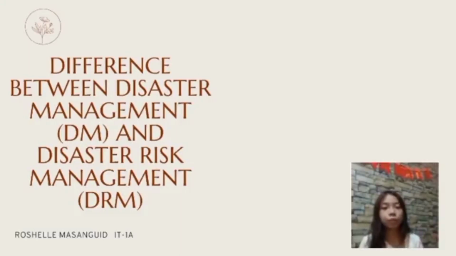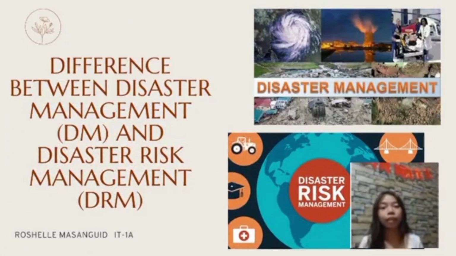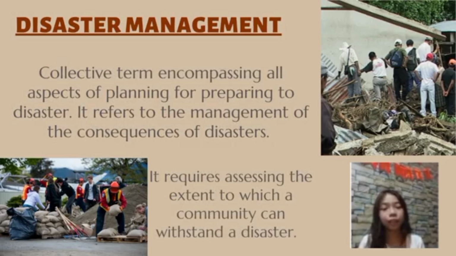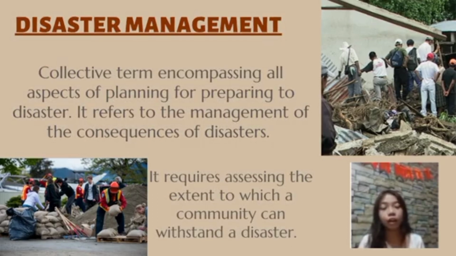Hey everyone, I'm Rochelle Masangid and I'm going to discuss today the differences between disaster management and disaster risk management. So, what is disaster management? It is a collective term encompassing all aspects of planning for and preparing for disaster. It refers to the management of the consequences of disasters. It also requires assessing the extent to which a community can withstand a disaster. So, disaster management is how we deal with the human, material, economic, or environmental impacts of the said disaster.